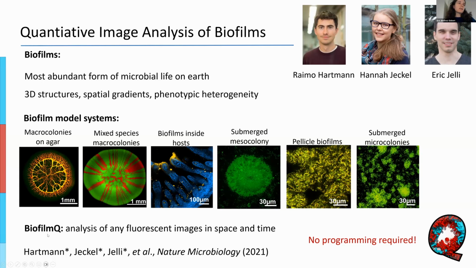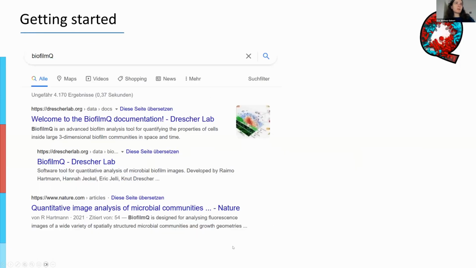And that is why they developed BiofilmQ, which is in principle, in the end, a tool for image analysis of fluorescent images, and this analysis can be done in a spatially and time-resolved manner. If you're interested in reading more about it, you can go into the original publication from 2021. And yeah, after having said this, how do you get started with BiofilmQ?